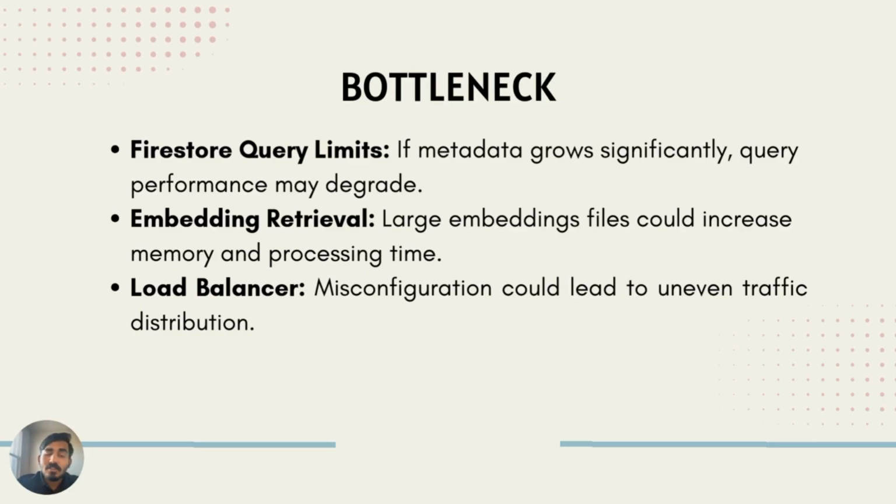So let's go into the potential bottlenecks. So we saw the demonstration, and now we're going to talk about the potential bottlenecks that we have in the system. So there are three potential bottlenecks right now. One is the load balancer. If there is a misconfiguration, it could lead to uneven traffic. Second would be the Firestore query limits. If we increase the metadata size even more, it will take more time to reply back. And even the embedding size would increase if the dataset is larger, and it will cause a little bit of trouble and make the system slower.